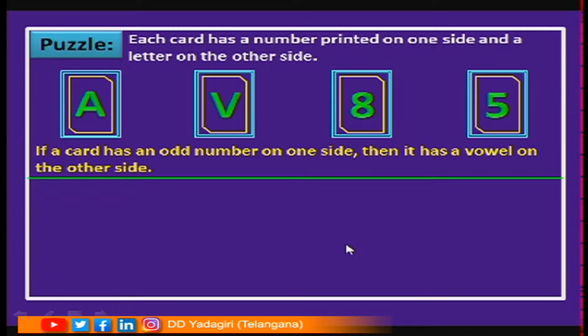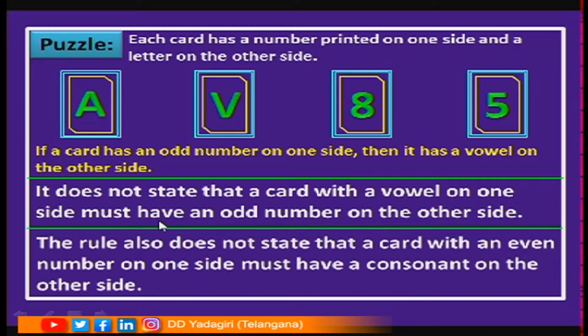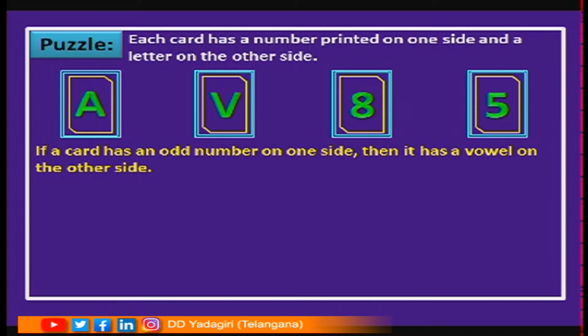So, what do you mean by this, children? Yes, it does not state that a card with a vowel on one side must have an odd number on the other side. So, if it has an odd number, then the other side should be a vowel. But suppose if it has a vowel on the other side, it need not have an odd number or something else. Okay, children. Not only that, even we can say that the rule does not state that a card with an even number on one side must have a consonant on the other side. So, using these, we will solve the puzzle.